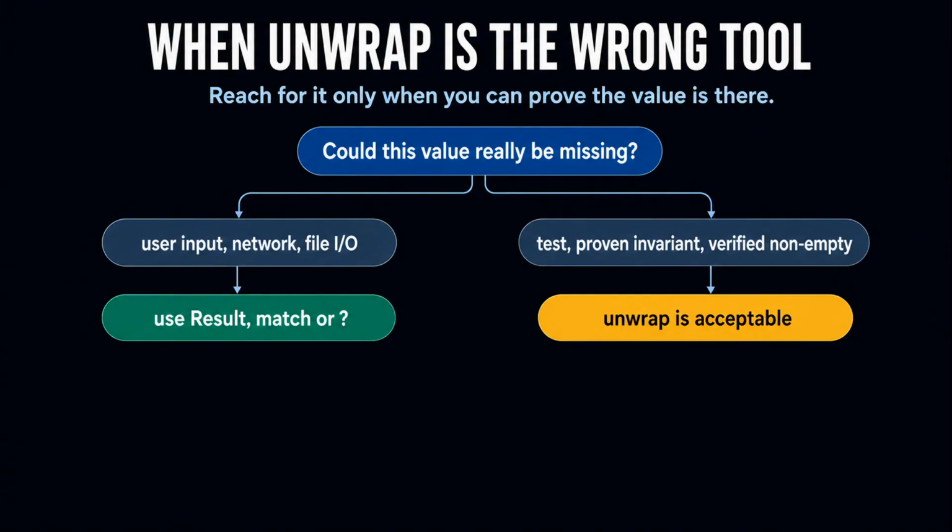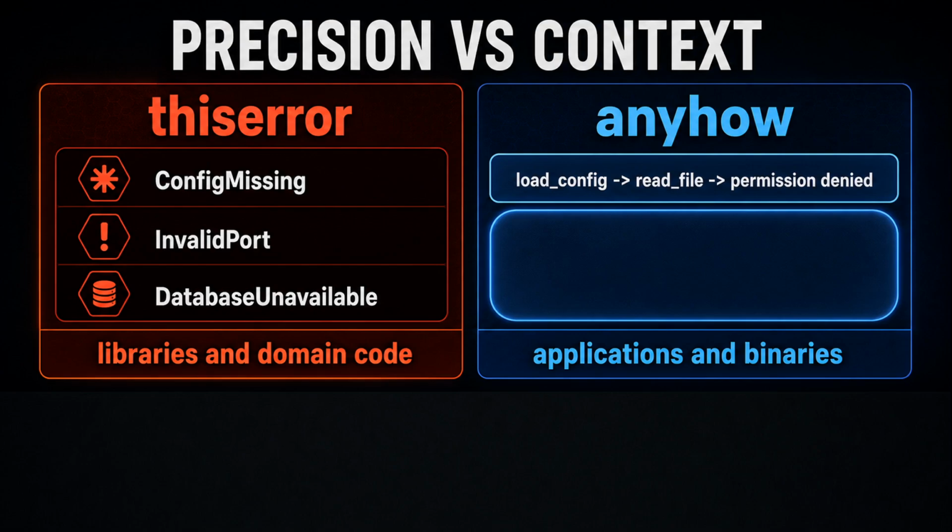So unwrap on a network call is the wrong tool, even if it compiles. Reach for it only when the value cannot be missing, like in tests or inside airtight invariants you control. In library and domain code, you usually want errors that mean something specific, so callers can react to each one. That is where thiserror shines.